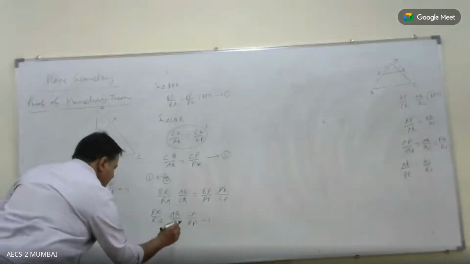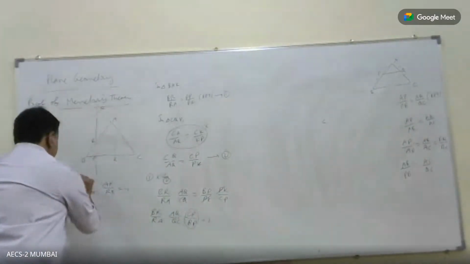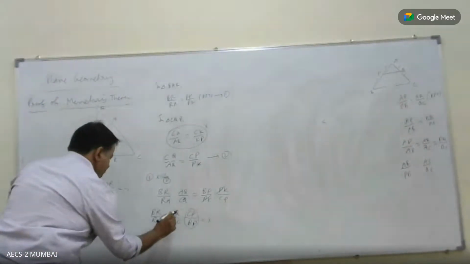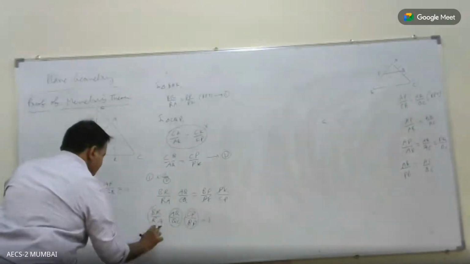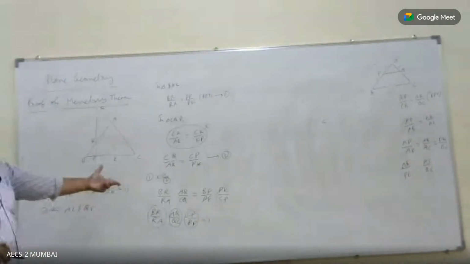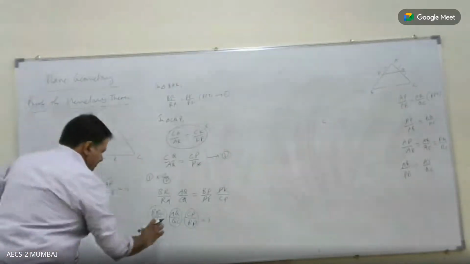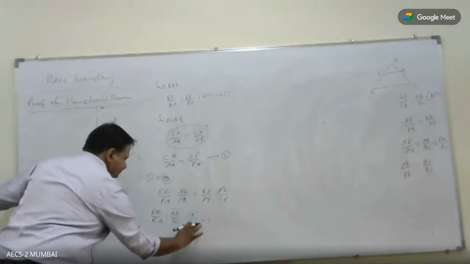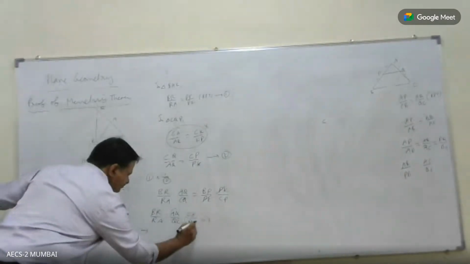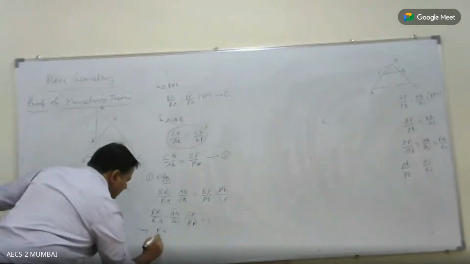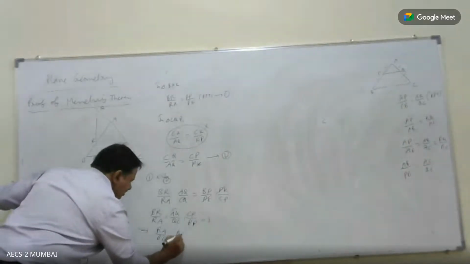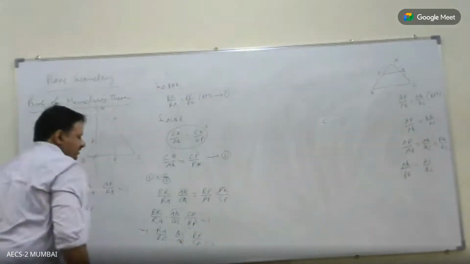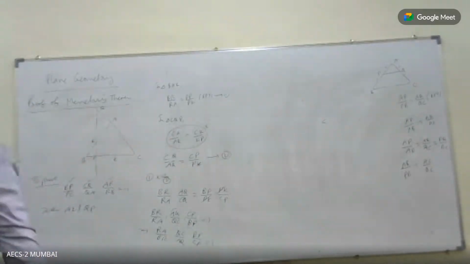We have this term here, QA by CQ. This term here, but in the reciprocal way. So I can now reciprocate: RA by BR, QC by AQ, PB by CP. This is the proof.